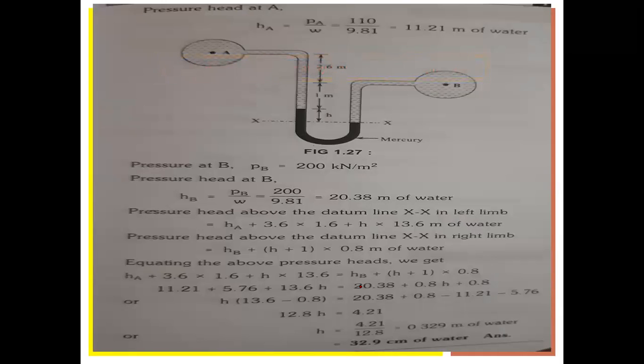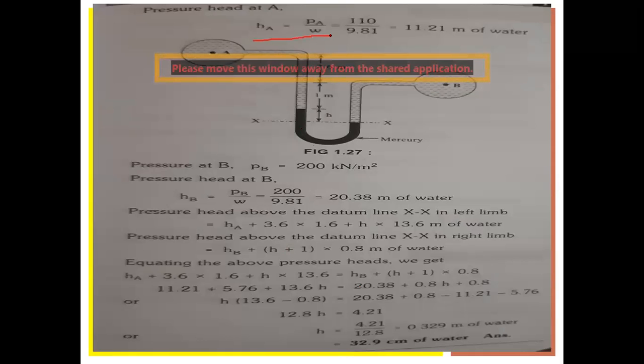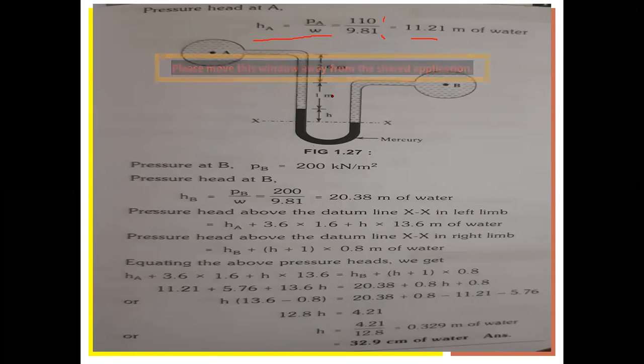Now the pressure head at A. The pressure head at A is HA, and HA is equal to PA by W. Apply the values: PA is equal to 110, W is equal to 9.81, HA is equal to 11.21 meters of water. 11.21 meters of water. Now see this figure, what is given in the question. This is the thing you have to find out, H, and this is a 1 meter height, this is a 2.6 meter height, this is column A, this is pipe B. Inside you have the mercury.